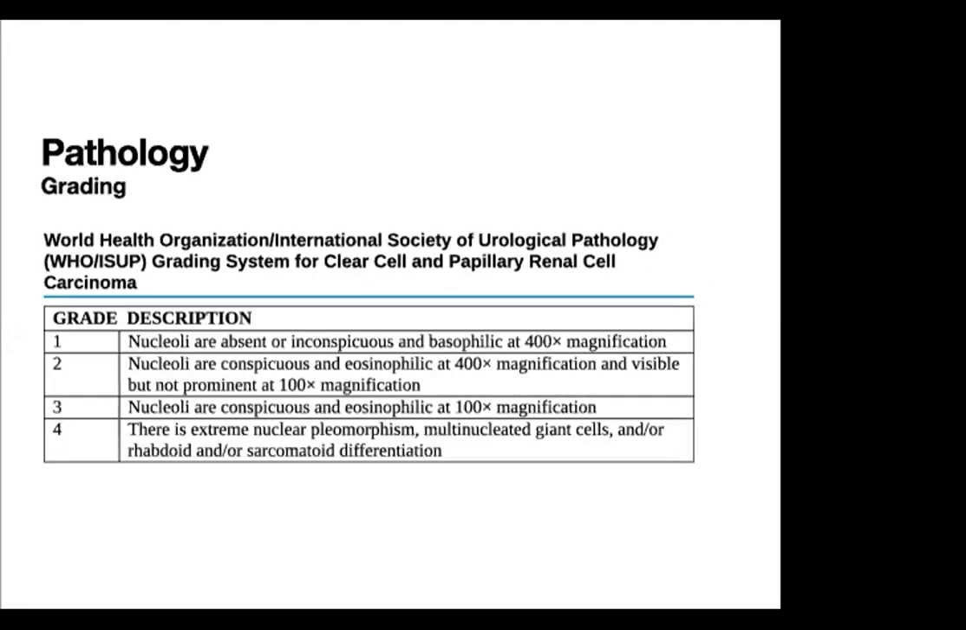Now, for your grading, it ranges from 1 to 4, from grade 1, which consists of nuclei which are absent or inconspicuous, to grade 4, where there is extreme nuclear pleomorphism, multinucleated giant cells, and/or rhabdoid and sarcomatoid differentiation.